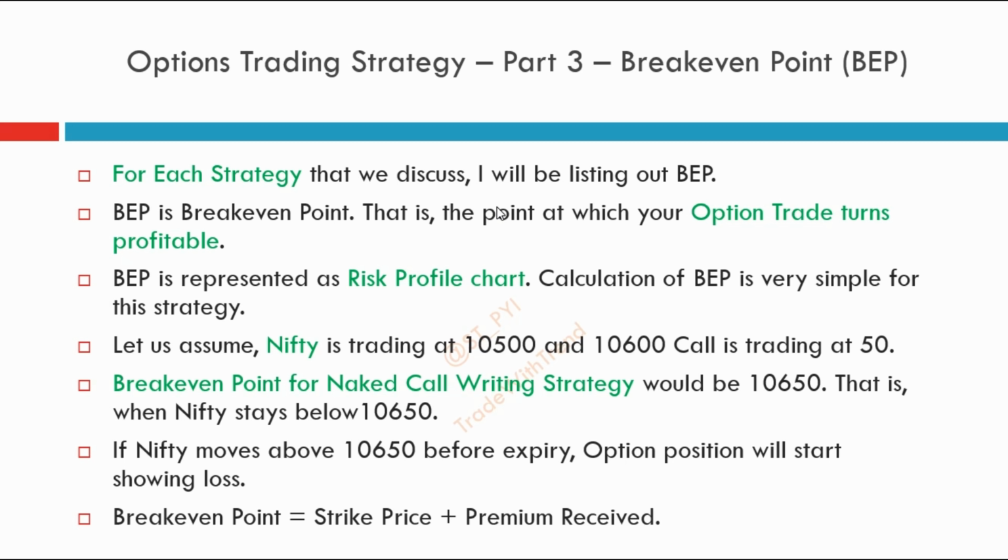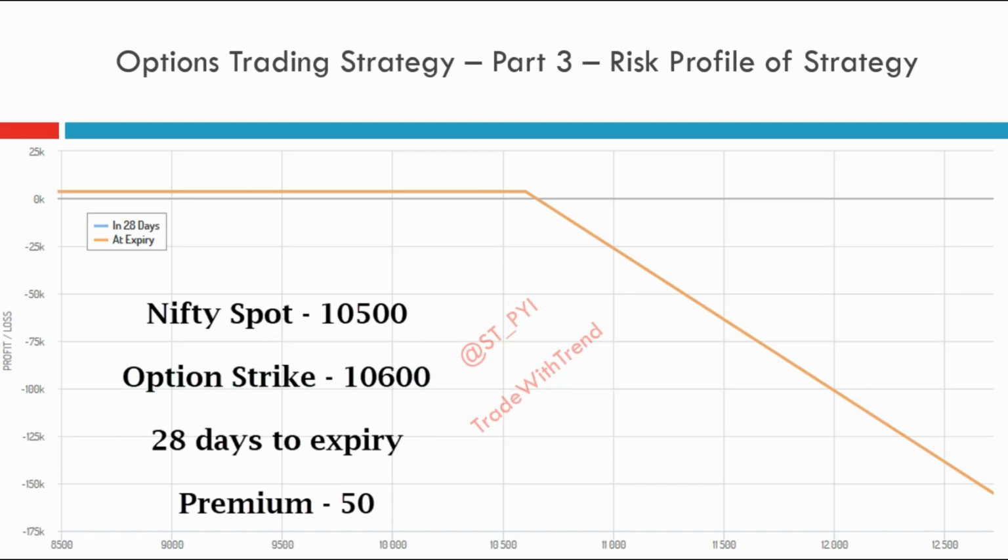So this is the break-even point section that I put out for all option videos. A break-even point is nothing but a stage where your option trade would actually start turning profitable. In this particular case, that is of naked call writing, the break-even point would be a place where your options trade would actually start losing money. So I have represented the break-even point in this risk profile chart.